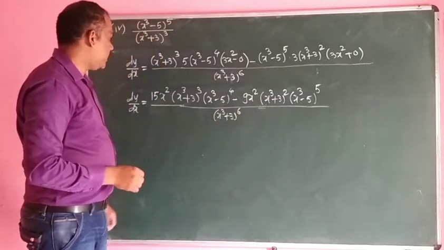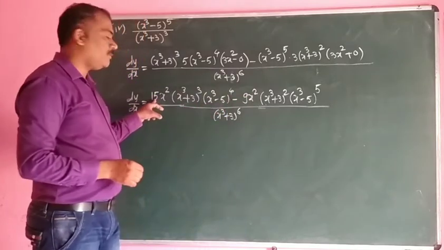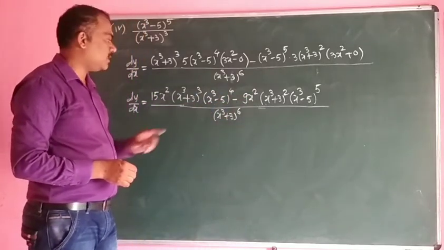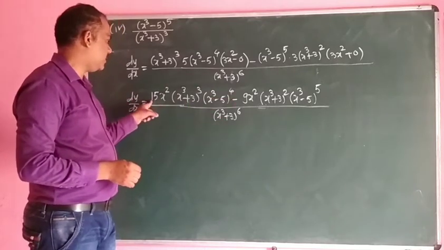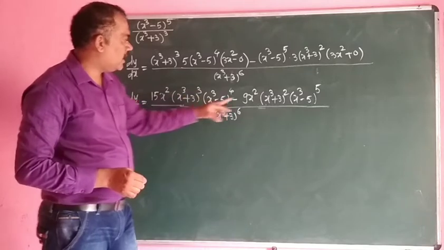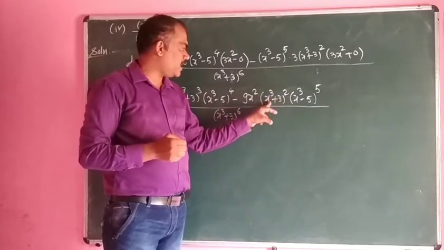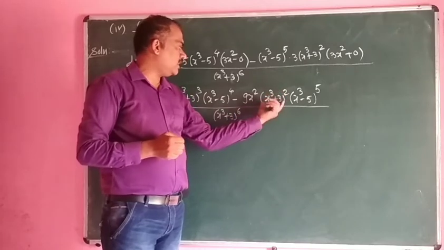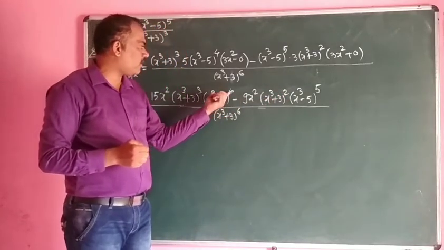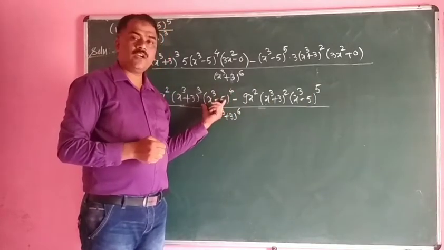Now what do we have to take common? x square we have to take common. Here 15 is there, here 9 is there. It means that 3 we have to take common. 3 3s are 9, 3 5s are 15. Also here (x cube plus 3) raised to 3, here (x cube plus 3) raised to 2. The smaller power is (x cube plus 3) raised to 2, so this one we have to take common. Also (x cube minus 5) raised to 4, and here raised to 5. The smaller one is this one, so that we have to take common.